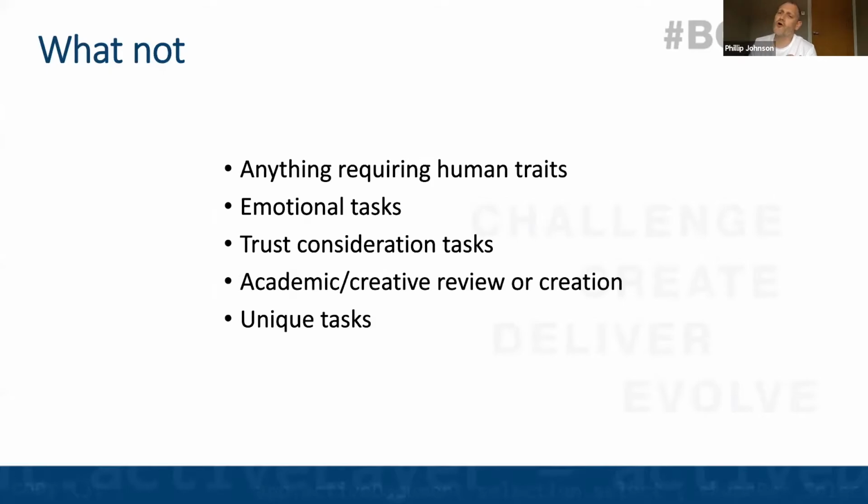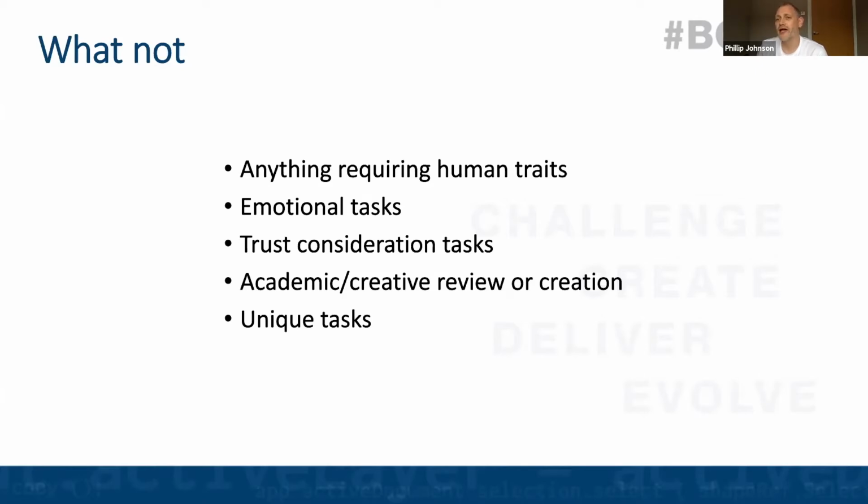Things that aren't great to automate, and I say they're not great to automate, but actually this world is getting better all the time. But at the minute, I think anything really requiring human traits is difficult to automate in a good way. So things that require people who do emotional tasks, like counselors. If you're giving somebody emotional counseling, they might not respond as well to an automated counseling service.